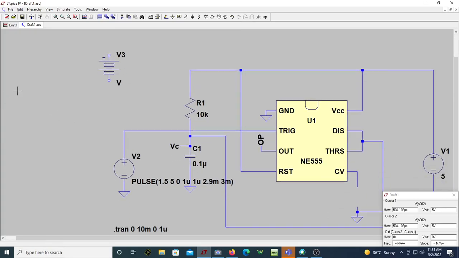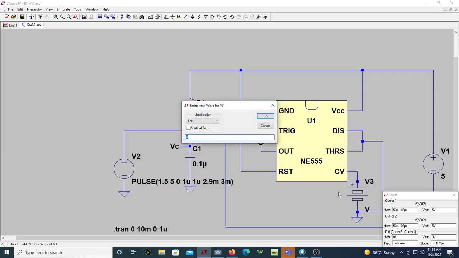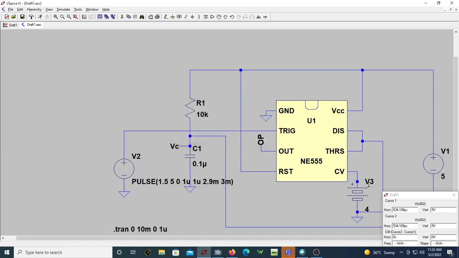Okay. Just a minute. I'll place this battery here. Let me make the voltage maybe 4 volts. Now you can see this is 4.